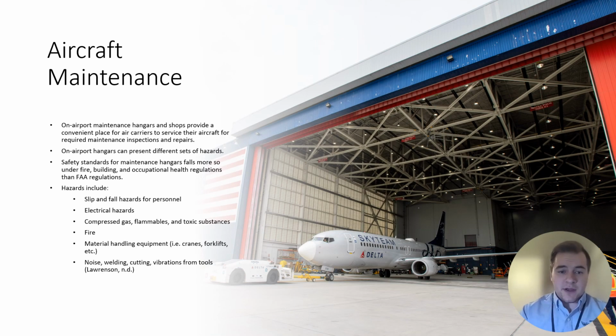So maintenance. Some airports will have on-site maintenance shops as well. It just provides a place for air carriers to service their aircraft and do any maintenance inspections or repairs that they need to their aircraft. Hangars are more governed by occupational health regulations than FAA, but there are some FAA regulations for maintenance hangars. And I've included a list of hazards that could happen to anyone in the maintenance hangar that we need to be aware of as well.